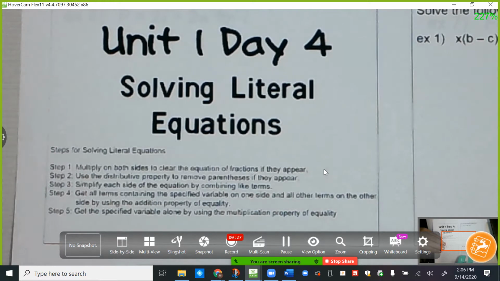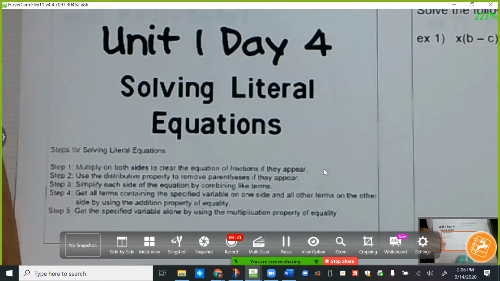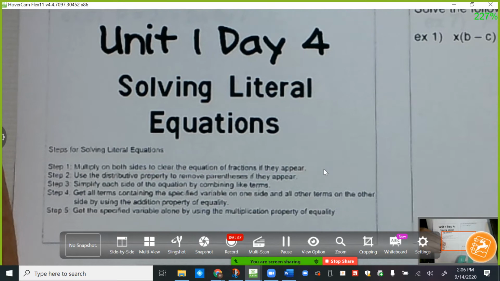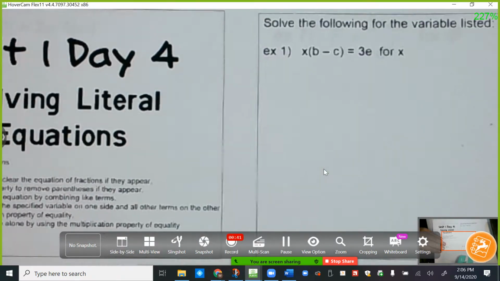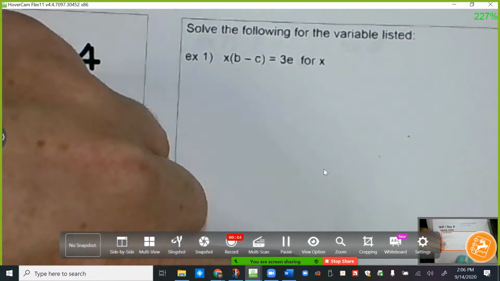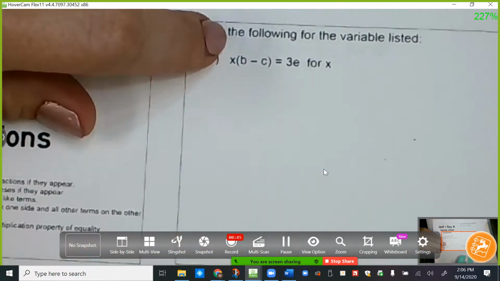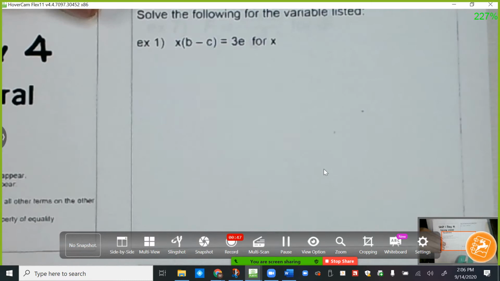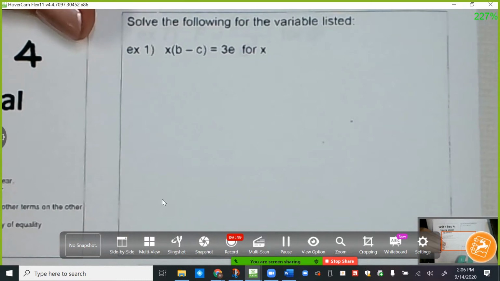So I know that I have steps here in this slide, but I don't necessarily want you to write them down because it also can go case by case. Every equation is different. What I want you to realize is what we're doing is the same thing we did last week, except now we're looking at literal equations. So your big difference here is literal equations have multiple variables. So you'll see here we have x, b, c, and e. Okay, we have all of those letters, which does make things a little different.